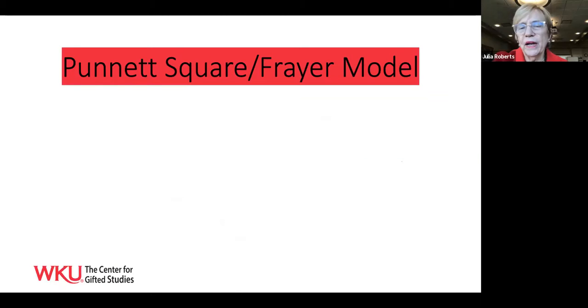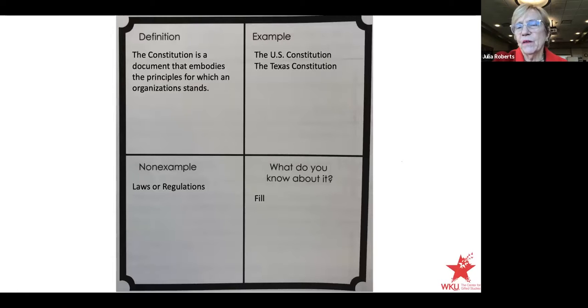A Punnett square allows you to find out what they know about a concept. The concept I've used here is the Constitution. They define it, give you an example, give you a non-example, and then what else do you know about it?